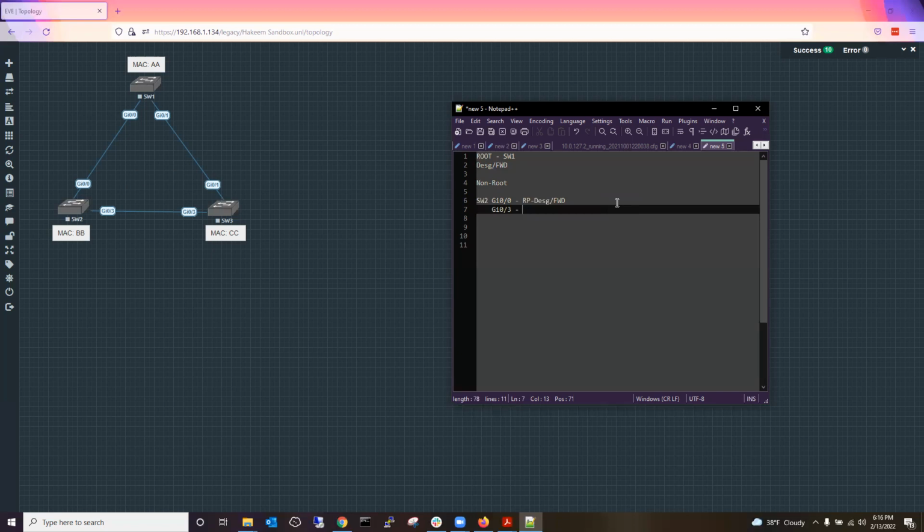Gigabit 0/3 is going to be designated forwarding. Why? Because switch 3 has a higher MAC address, and it's probably going to be blocking at 0/3. 0/3 on switch 2 or on switch 3? Gigabit 0/3 on switch 3 should probably be blocking because gigabit 0/1 is going to be the root port.